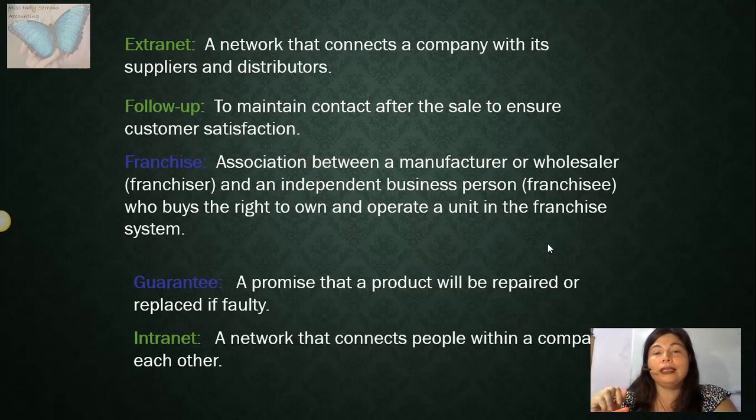Follow up. To maintain contact after the sale to ensure customer satisfaction. That is 100% important. You should never forget about that one. A franchise. If you are in my class, you have already watched the movie The Founder.